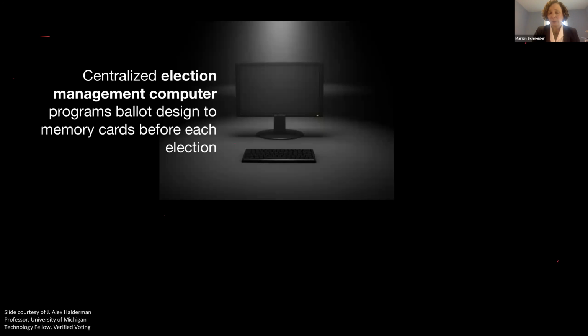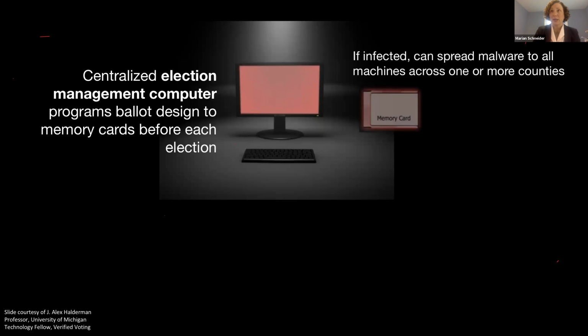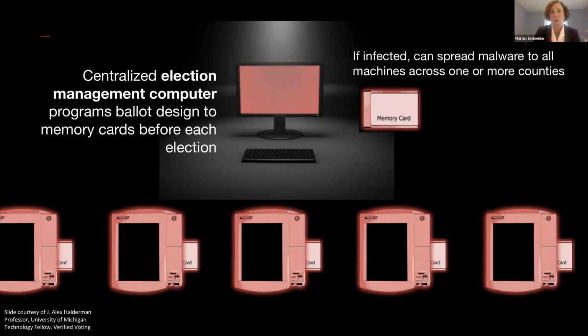It's just because the voting devices themselves are not connected to the internet, it's possible to attack it through the computer that runs the centralized management software. So if there was a program that injected malware into this computer before each election, then they could spread the malware to all the machines across one or more counties, depending on how those are programmed.